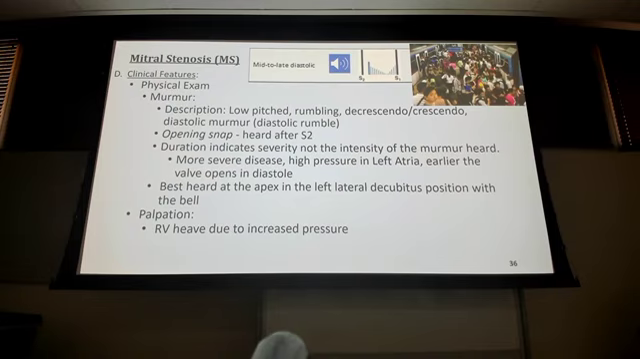Now, on physical, on auscultation in particular, remember mitral valve, both stenosis and regurgitation, is best heard in the mitral auscultation site. So that fifth intercostal space, mid-clavicular line, right?